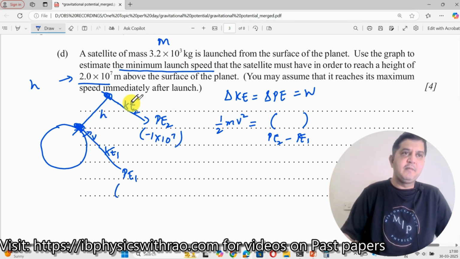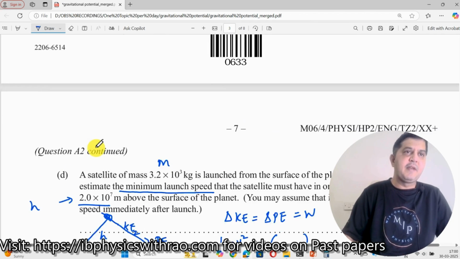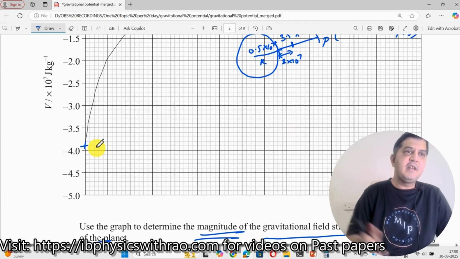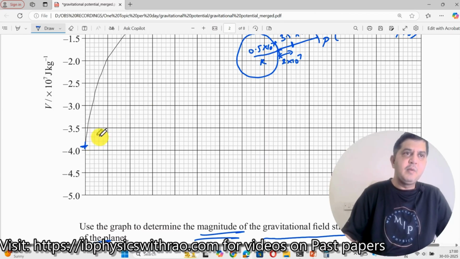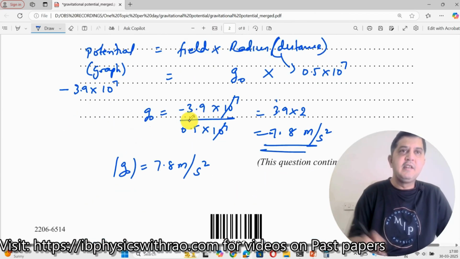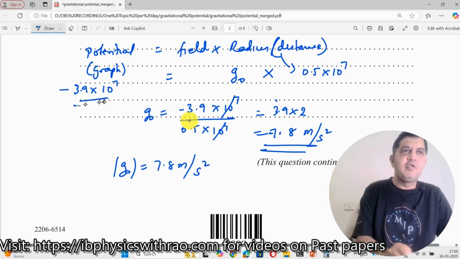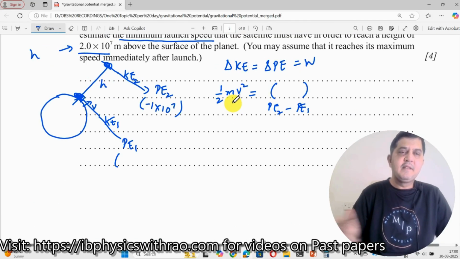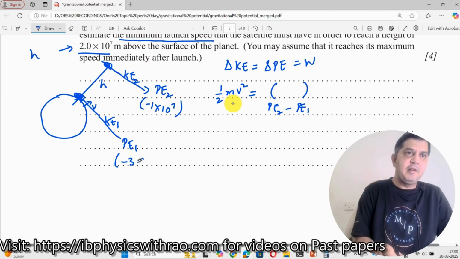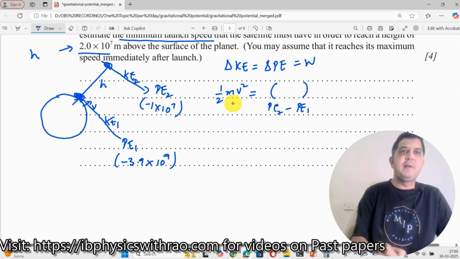And at this point, what is this? 0.5 × 10^7. At the radius point, what did we get? We already got this value, around 3.9. I have already found it here: the potential at this point is equal to minus 3.9 × 10^7. I write that here as well, minus 3.9 × 10^7. Okay, we have got this. Now take the difference between these two. If I take it, I should get 2.9 × 10^7.